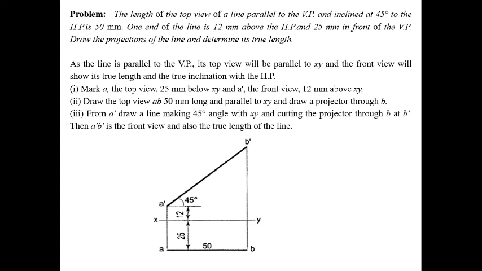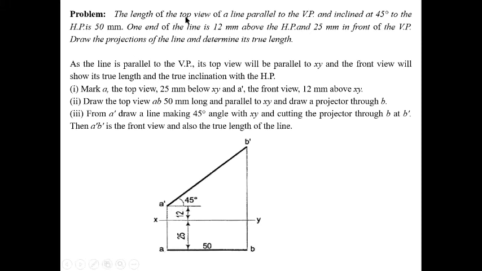So here 12 millimeter above HP means front view A dash will be 12 millimeter above, and 25 millimeter in front of VP means 25 millimeter below the XY line, the top view. Clear? For any object, if X millimeter above HP is given, its front view is X millimeter above, and if it is Y millimeter in front of VP, its top view will be Y millimeter below the XY line. Clear? Remember this. So first we draw the position of points A dash and A.